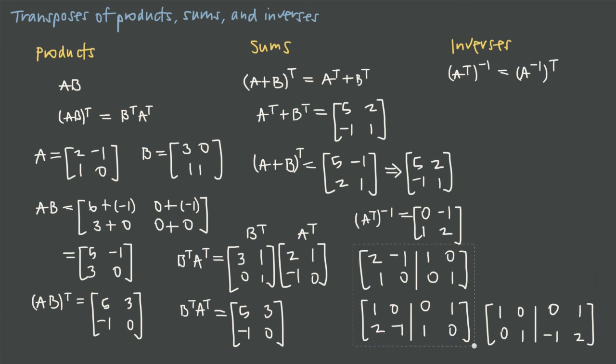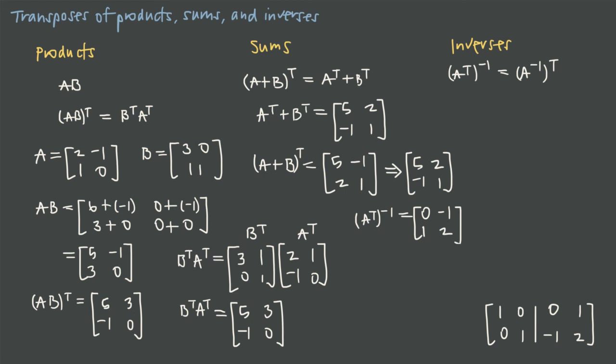We just have A transpose inverse. But this, what we just found, this on the right-hand side here, this is A inverse. So we know A inverse is 0, 1, negative 1, 2. And if we transpose that, we get A inverse transpose, and that's going to be equal to 0, 1, the first row becomes the first column, 0, 1, and then negative 1, 2, the second row becomes the second column, negative 1, 2.